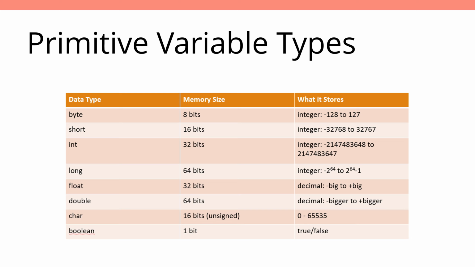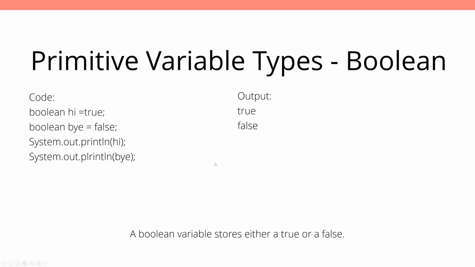So we have one last one. It's called a boolean, and it is one of two values, true or false. So I create hi, that's my box, and I declare it is going to hold a boolean value, and then I assign it the value of true. So I also declare a boolean variable called by, and I assign it false. So when I print out hi, true prints out. When I print out by, false prints out. Remember, a boolean variable stores either a true or a false. That's all it can store.